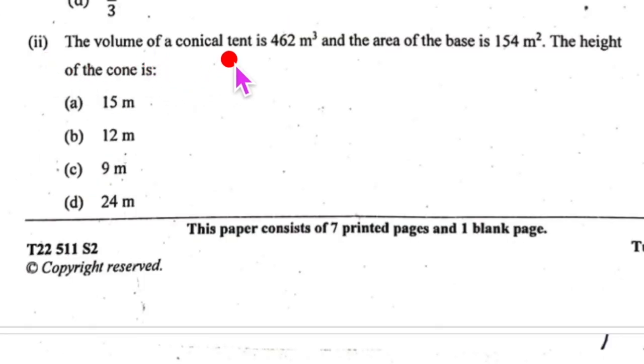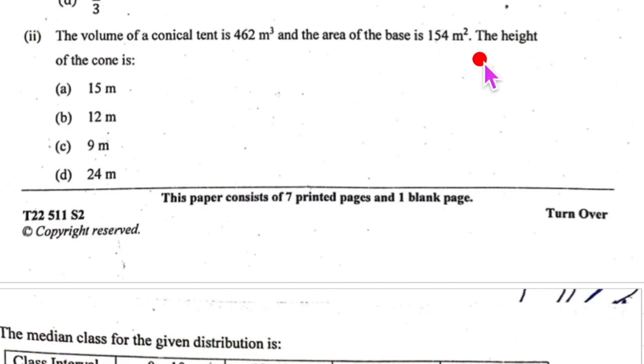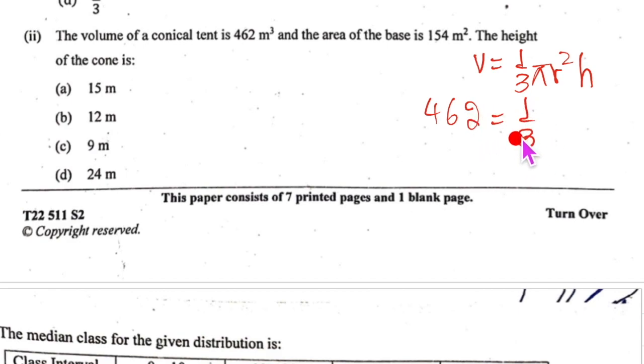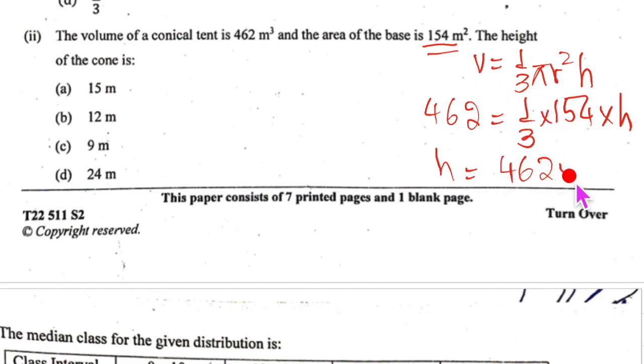The second part: the volume of the conical tent is 462 meter cube and the area of base is 154. For the working column, the volume is equal to 1/3 pi r square h. Now volume 462 is equal to 1/3 multiplied by pi r square, which is the area of the base. So don't substitute 22 upon 7 here; it is 154 multiplied by h. So our h will be equal to, all this comes this side, 462 into 3 upon 154.